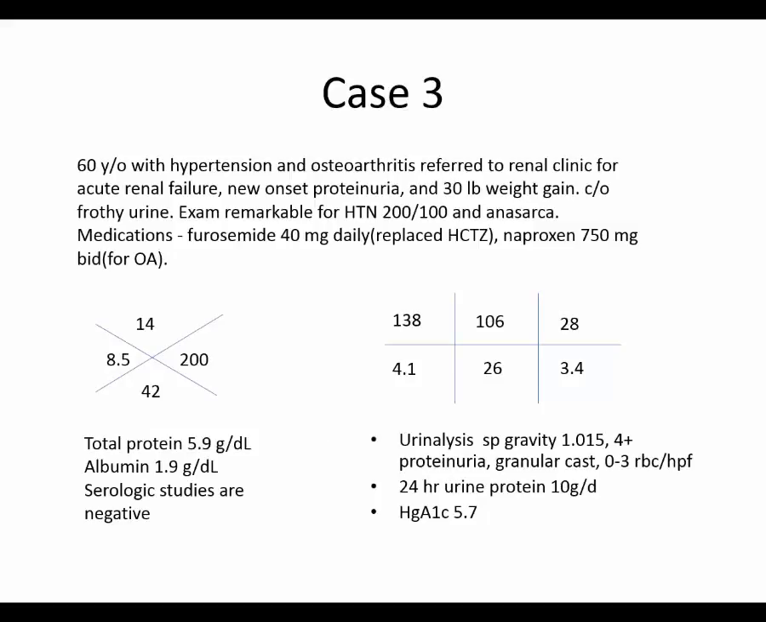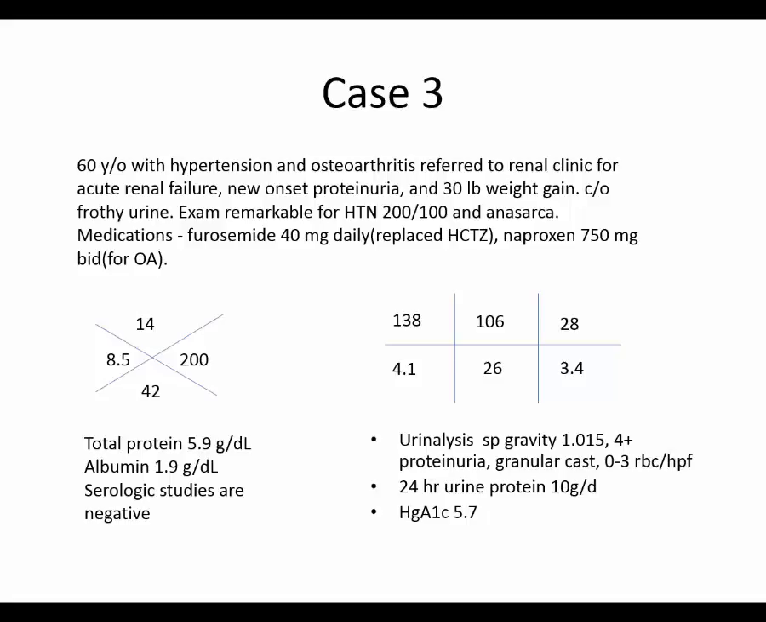A 60-year-old with hypertension and osteoarthritis. He was referred, actually this was one of the patients during my fellowship that I saw. Referred to the renal clinic, and it was a VA patient for acute renal failure, new onset proteinuria, 30-pound weight gain. He says his urine is so frothy. Exam, he's hypertensive, he's anasarchic. He does have history of hypertension baseline also.